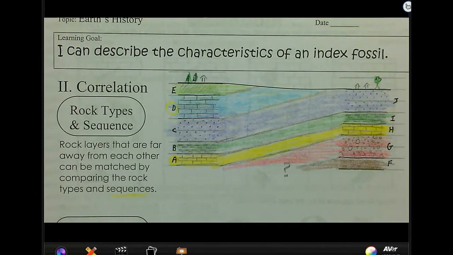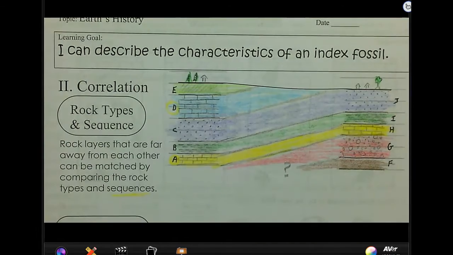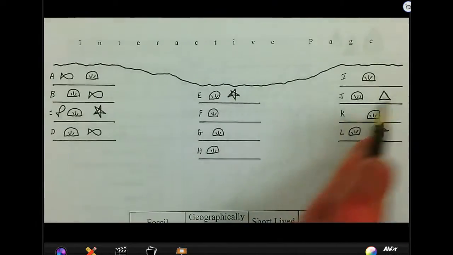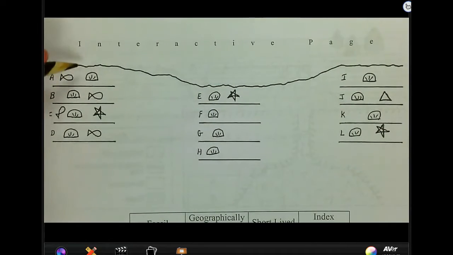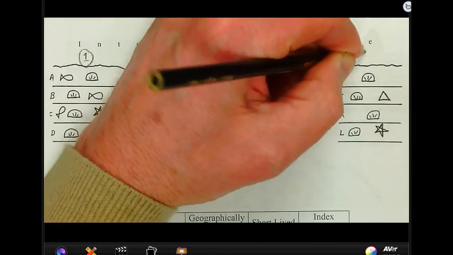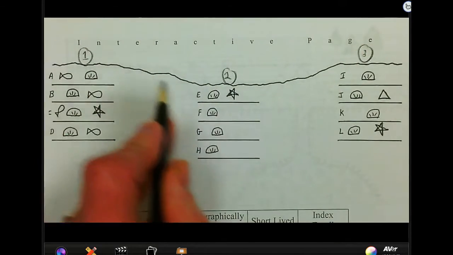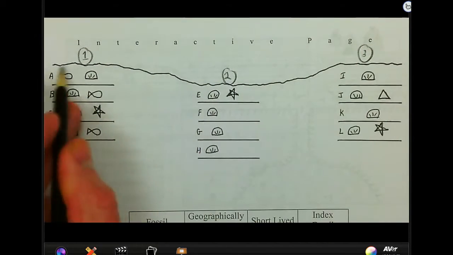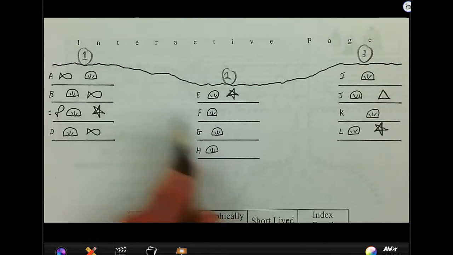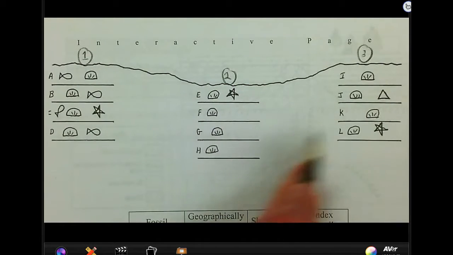On page 88, we see that instead of matching up 2 layers, we've got 3 layers to try and correlate or match up. So I've got location number 1 here, location 2 here, and location 3 here. This represents the surface of the Earth, and these are sedimentary rock layers underneath the ground. Let's try and see if we can figure out which rock layers match up to which.